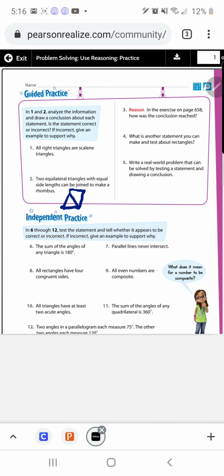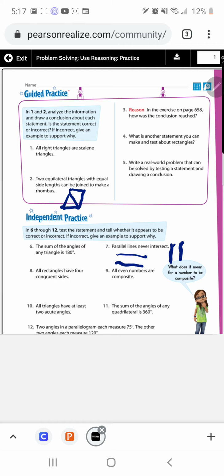Number 6 through 12 says, test the statement and tell whether it appears to be correct or incorrect. If correct, give an example to support why. Number 6 says the sum of the angles of a triangle is 180 degrees. If you remember the previous lessons on classification of triangles, all 3 angles have to equal 180 degrees. So that is correct. Number 7, parallel lines never intersect. Remember that parallel lines always go side by side, but they never intersect. They're always next to each other. So that statement is correct also.